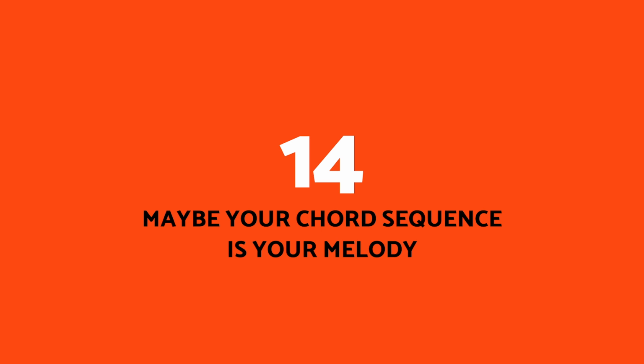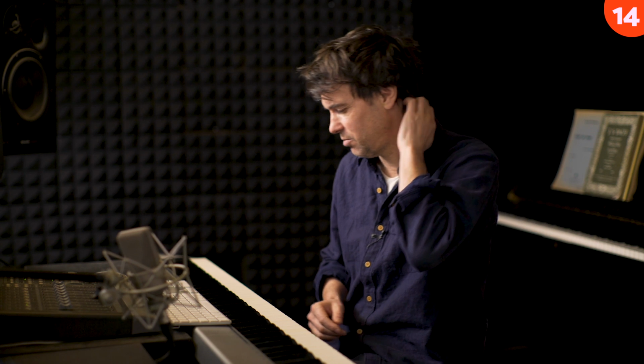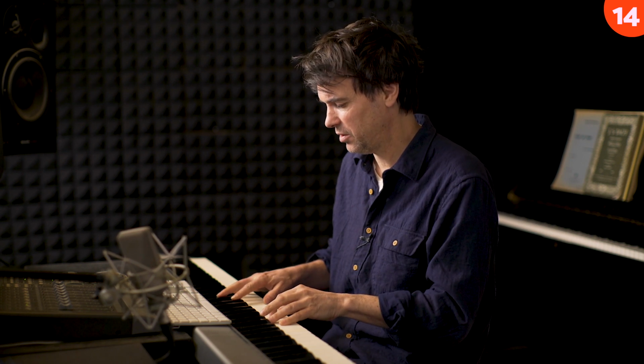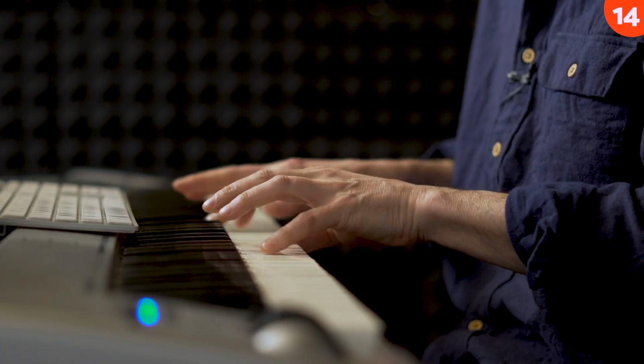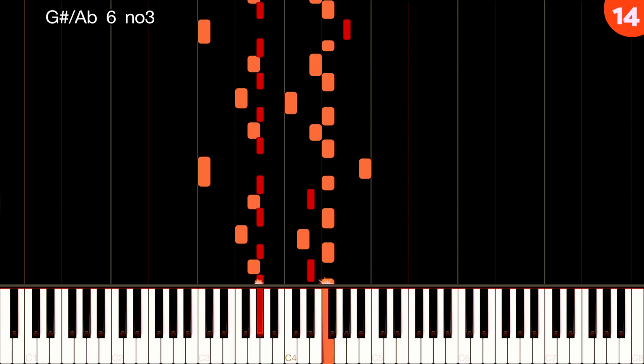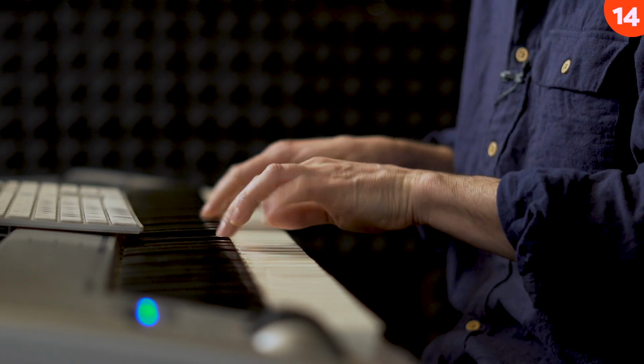Number 14, maybe your chord sequence is your melody. So here's an example by Bach where he's got this sort of pattern. Basically just a series of chords broken into little riffs. What he's done is he's just got this one thing that goes diddle daddle daddle daddle, this same waggly sort of motif, but he takes it through tons of chords. I think there's 30 chord changes or something in this piece.